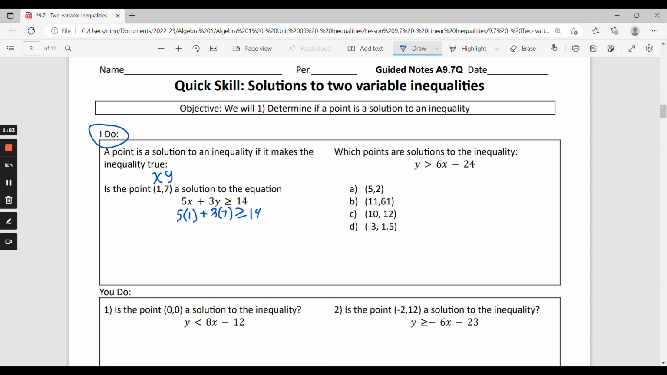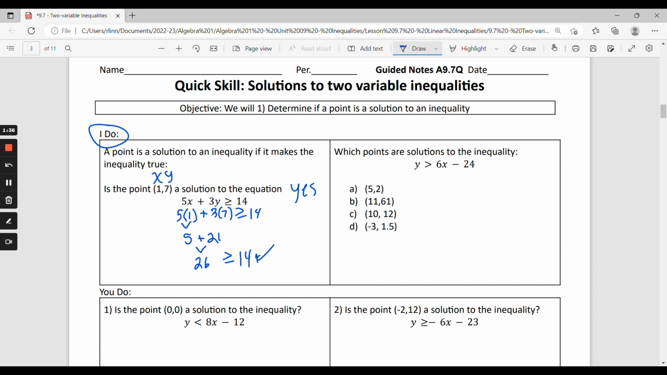So now I just need to simplify in order to find out if this is true. 5 times 1 is, of course, just 5. And then 3 times 7 is 21. 5 plus 21 is 26. 26 is greater than or equal to 14. That is true, which means that this is a solution to this inequality. So we're going to say yes, it is a solution to the inequality. So that makes this true.